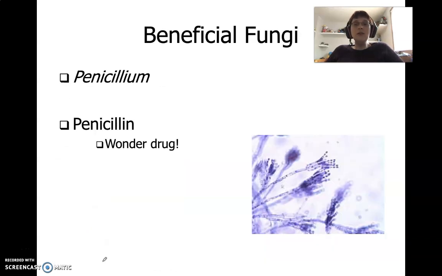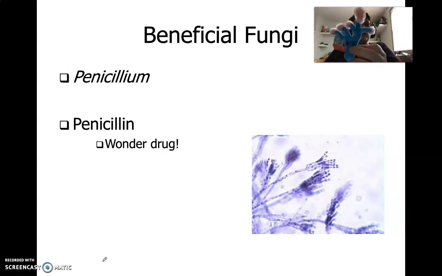All right, so are there any good fungi? Yes, there are tons of them. There are the ones that are out in the environment doing good as far as breaking down and recycling, but there is a major beneficial fungi, and that is penicillin. Yeah, I've got a stuffed one.